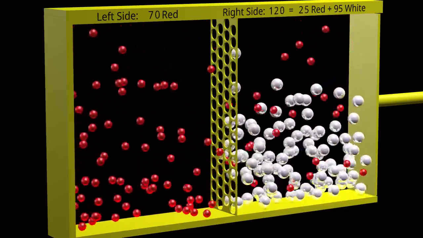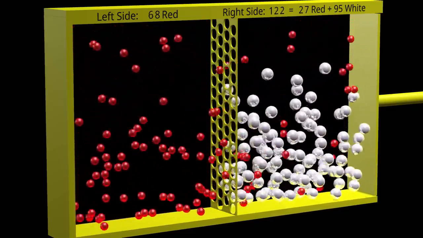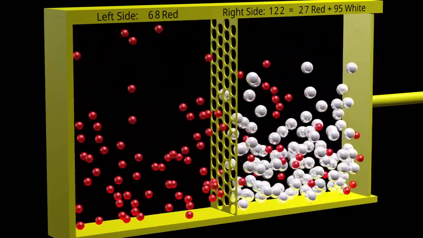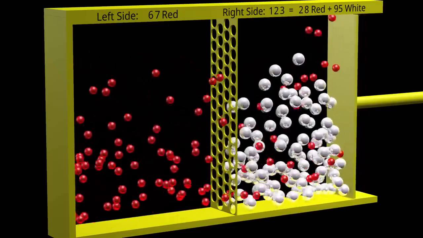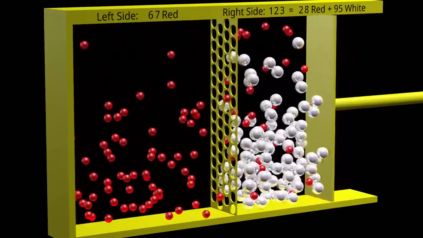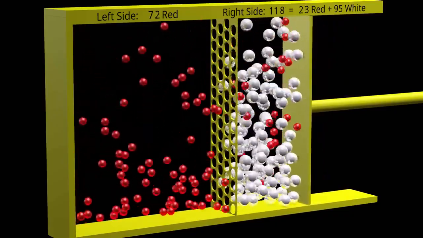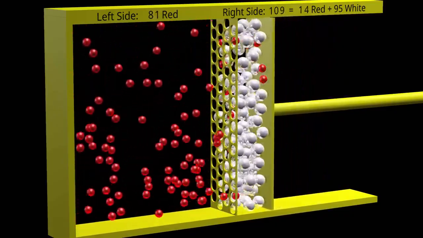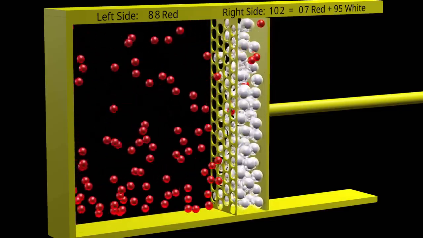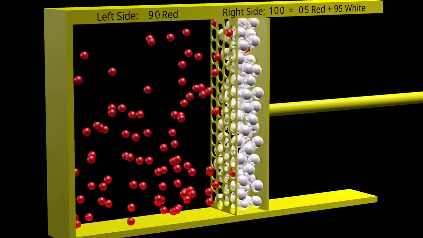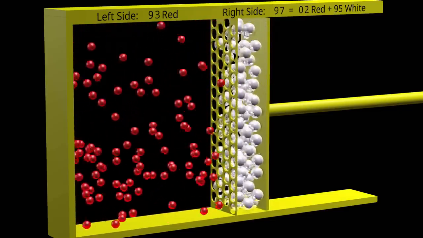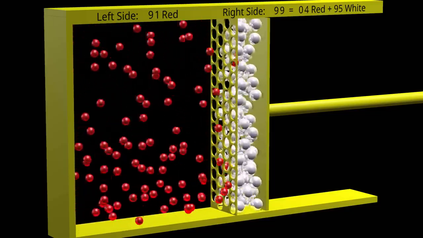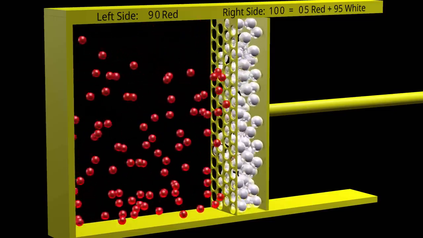Suppose we want to reverse this process and move all the red particles back to the left side, or at least as many red particles as we can. We can do this through what we call reverse osmosis. If the piston on the right moves towards the left, we can try to force the red particles through the membrane back to the left side. Notice the numbers at the top of the screen for the red particles on the right side of the membrane. The number of red particles on the right side of the membrane goes down to close to 0.